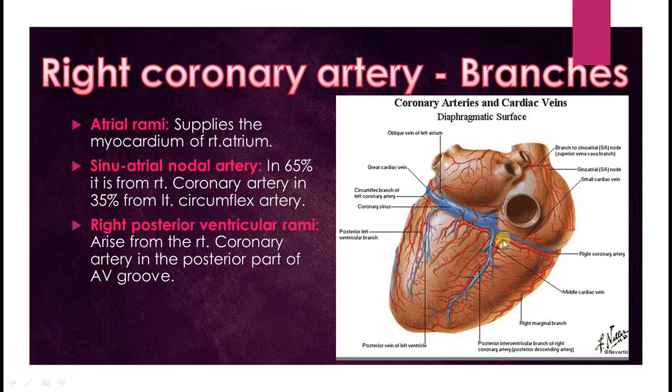Now, coming to the posterior segment, again you have ventricular rami and atrial rami. The ventricular rami are 3 to 4 in number. They are also arranged in groups: anterior, lateral, posterior groups. The right posterior ventricular rami arise from the right coronary artery, the posterior part of the atrioventricular groove, and one of the largest branches is the posterior interventricular artery. The branches arising from the posterior part of the right coronary artery, the ventricular rami, mainly supply the diaphragmatic surface of the right ventricle.